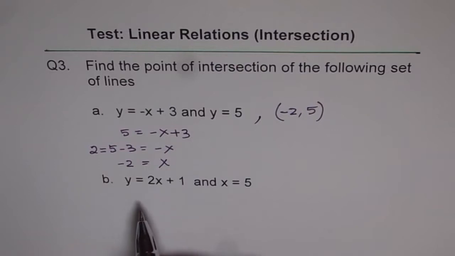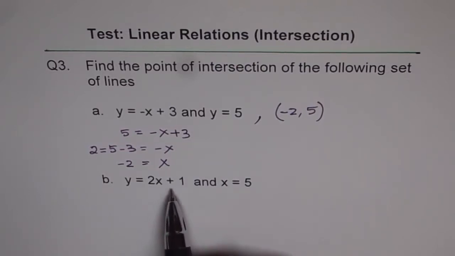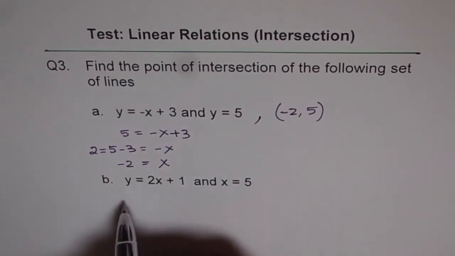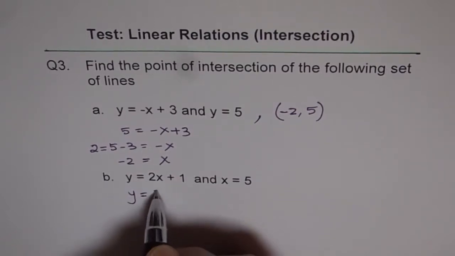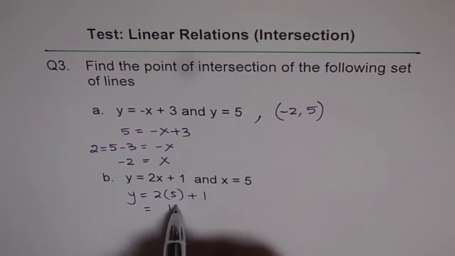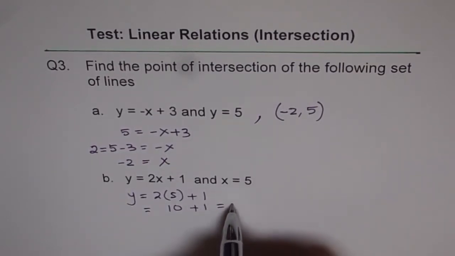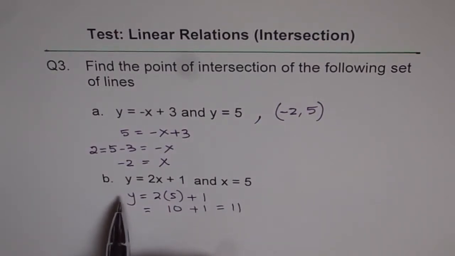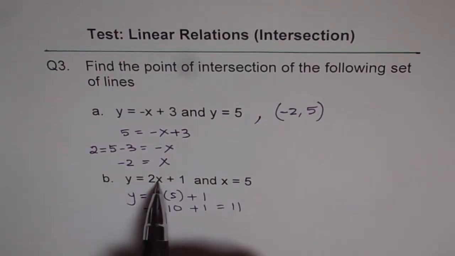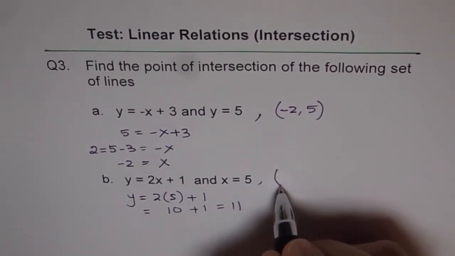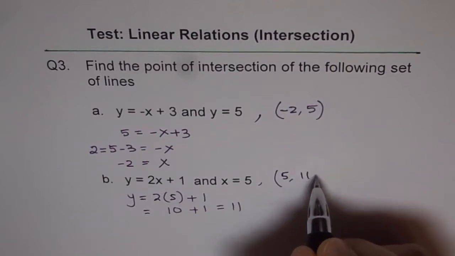Now the second line, right? Y equals to 2x plus 1 and x equals to 5. Let's substitute x as 5 and find the value of y. So we have 2 times 5 plus 1, which is 10 plus 1, that is 11. So we get y as 11. Check your answer. If I put 5 here, 2 times 5, 10, 10 plus 1, 11, that's correct. So the answer here is 5 and 11.